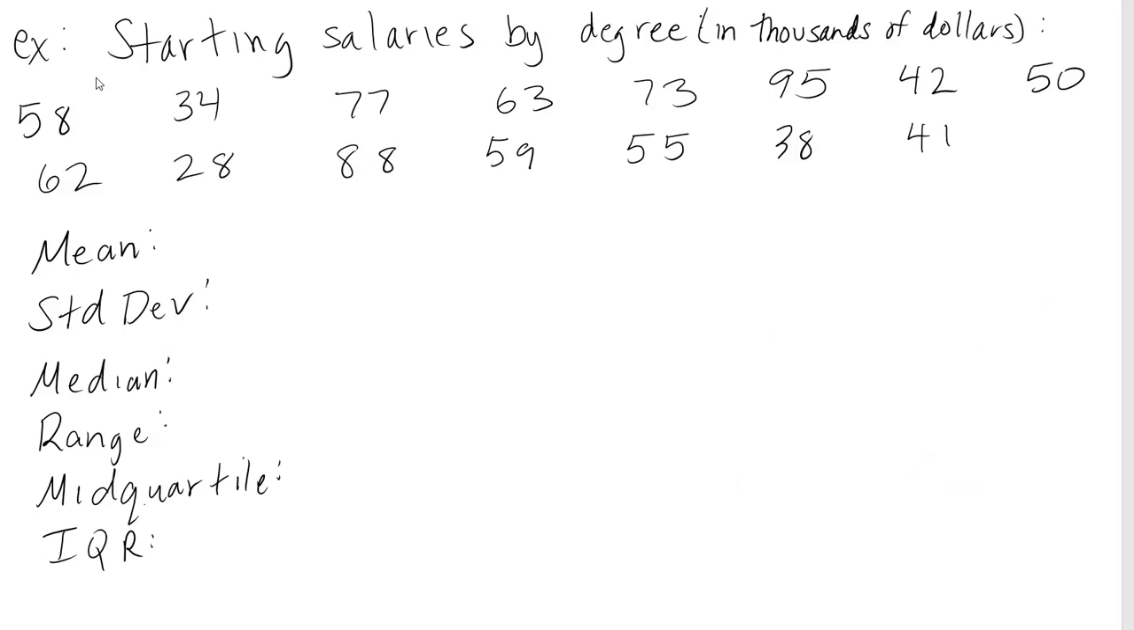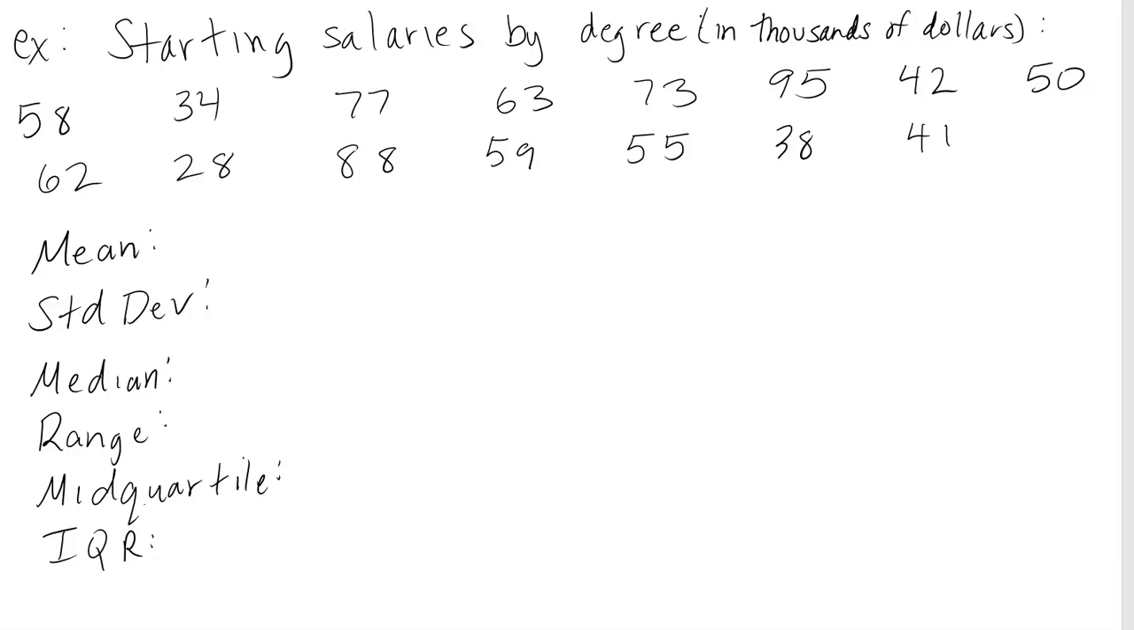In this example, I've listed some starting salaries by degree. I looked up a bunch of different majors and found the average starting salary for a bachelor's degree in those fields. And I've listed them rounded to the nearest $1,000. So the 58 stands for $58,000 starting salary. I've listed a total of 15 different starting salaries based on the major that the students chose.